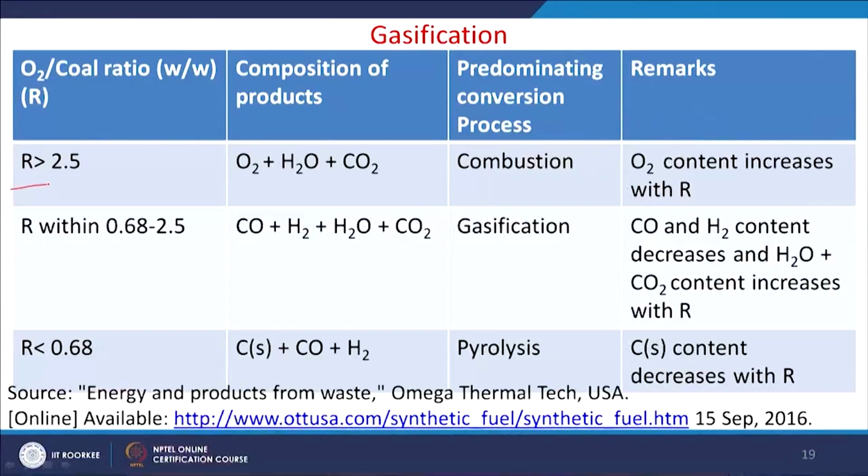Next is gasification. Another replacement of combustion is gasification. In combustion we use excess amount of oxygen, in gasification we use controlled amount of oxygen. So, R is equal to the oxygen by coal ratio, mass by mass ratio. For combustion it is greater than 2.5, and for gasification it is 0.68 to 2.5, and another is pyrolysis, where there is no oxygen, in that case we get R equal to 0.68.